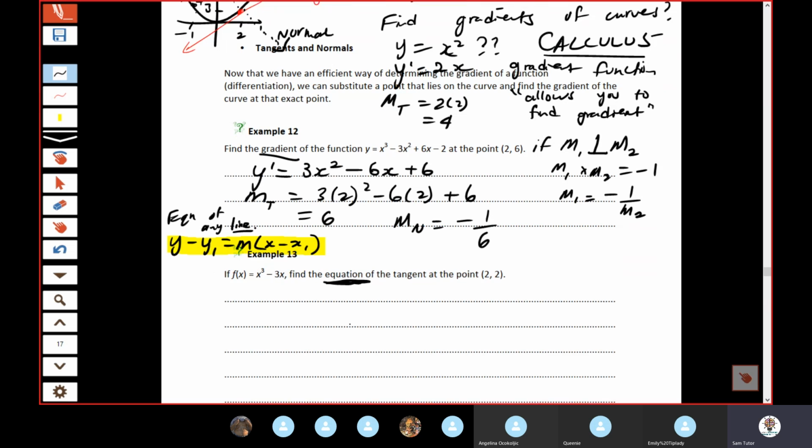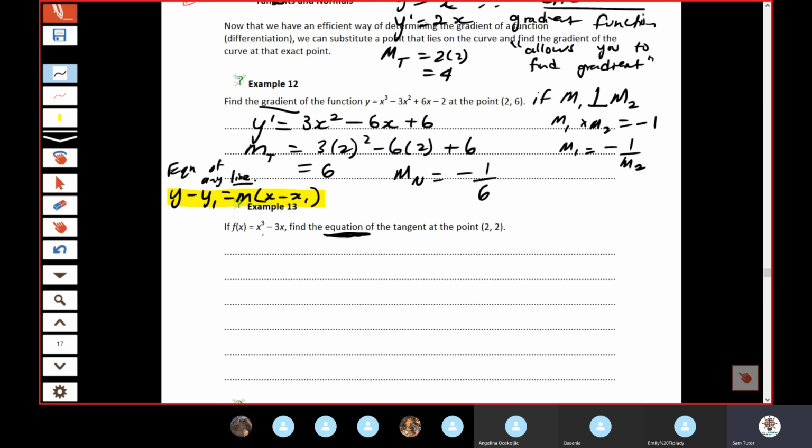So let's have a look at this question. If f of x equals x cubed, take away 3x, find the equation of the tangent at this point. F dash. All right, well, maybe I should do this one with someone. Shania, let's start with you first, if you don't mind. Let's differentiate this. So, differentiate x cubed. So it'll be 3x squared minus 3. Beautiful. So that is called the gradient function.